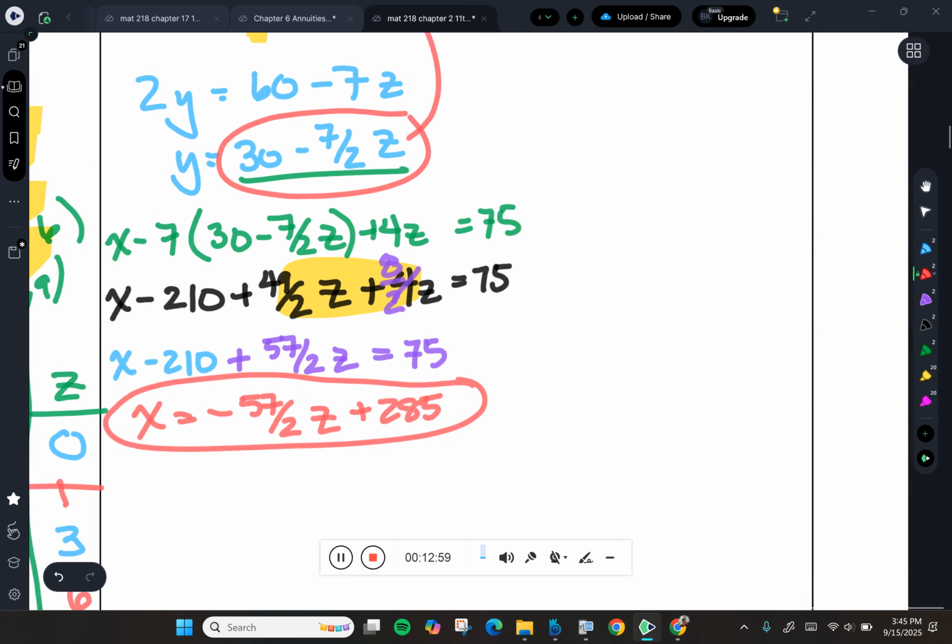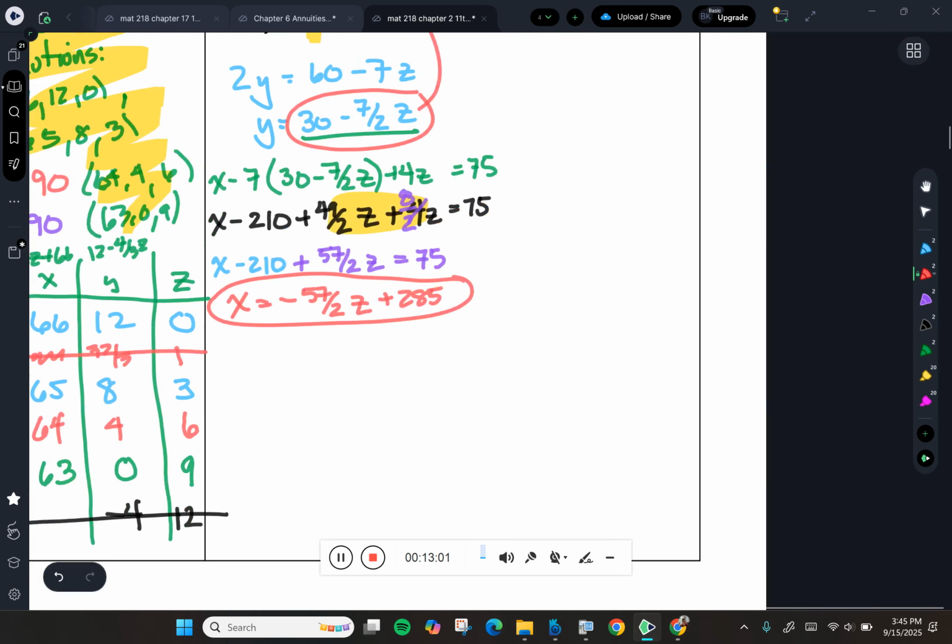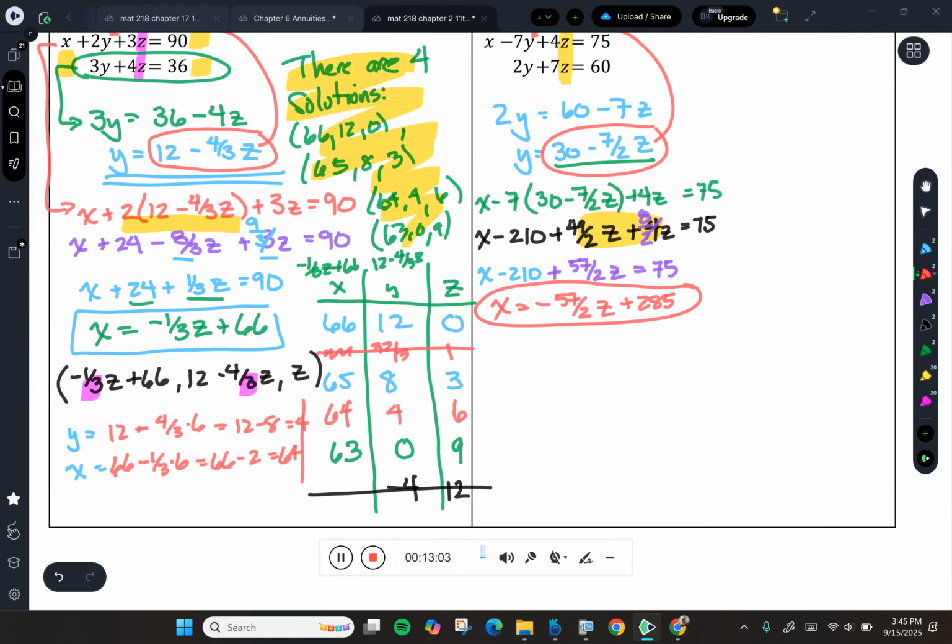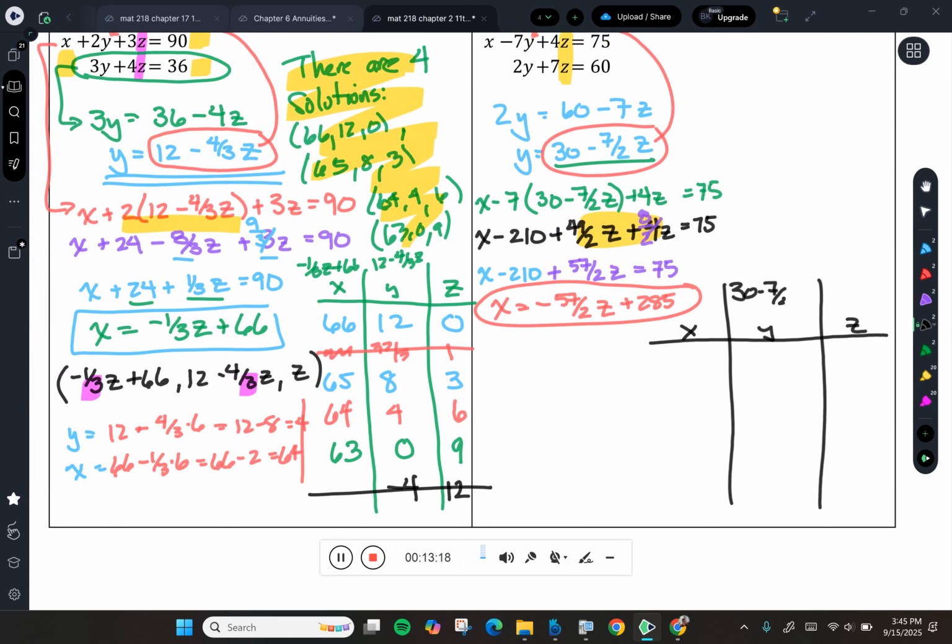Now I got to do that business where I'll make that table again to try to figure out how many of these are non-negative. So my table is going to have x's, y's, and z's. But when I want to find out y, I'm going to take 30 minus 7 halves z. And when I want to find x, I'm going to do that business. Now, I saw a pattern before, and I'm going to try to use that pattern to make my life better.